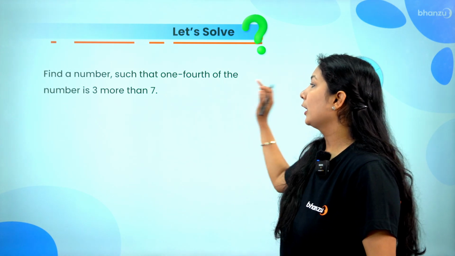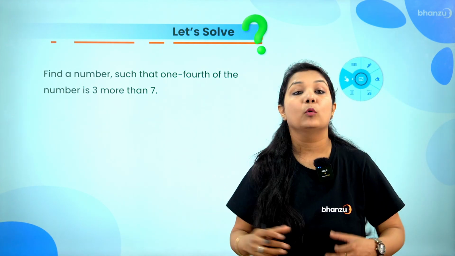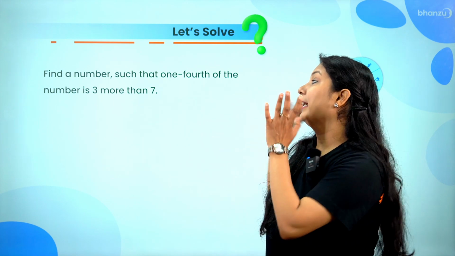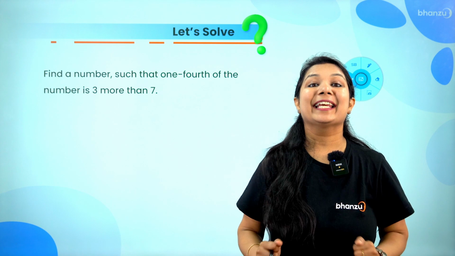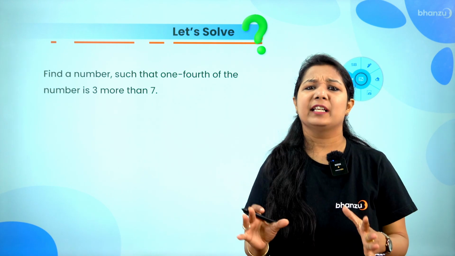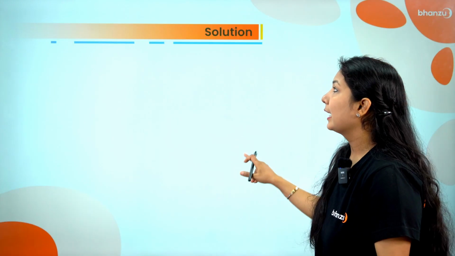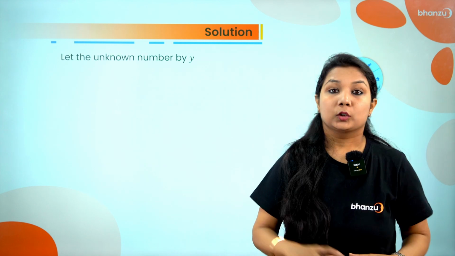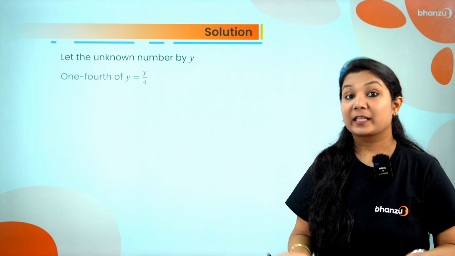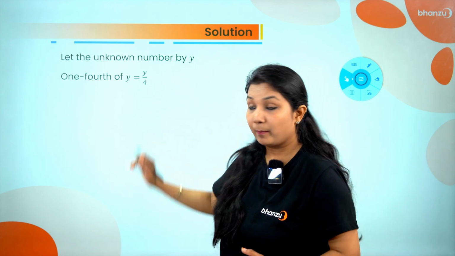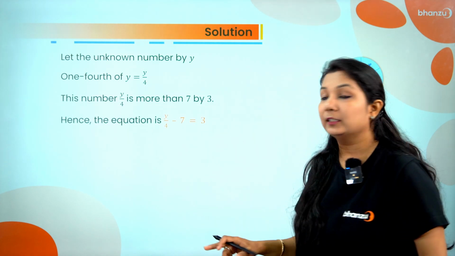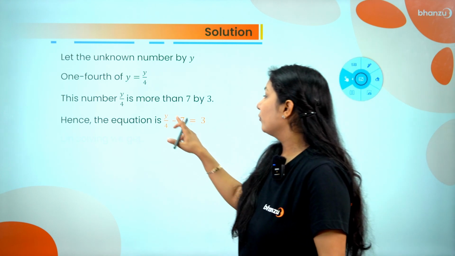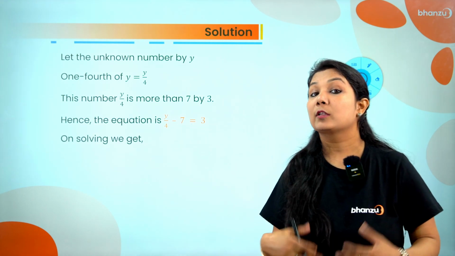Find a number such that 1/4 of the number is 3 more than 7. First of all, they are asking you for a number which is not mentioned. So what can we do? We can assume the number as any variable. So I am assuming it as y over here. So let the unknown number be y. Its 1/4 would be y by 4. Now they are saying it is more than 7 by 3. So the equation would be y by 4 minus 7 is equal to 3.